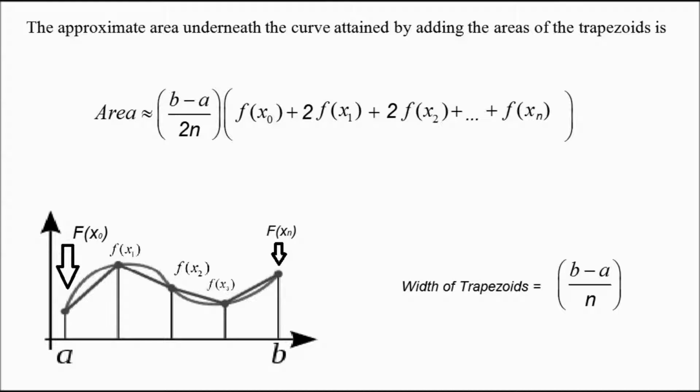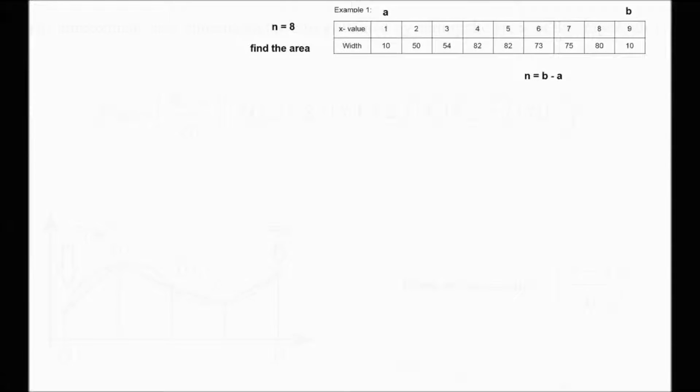All the trapezoids need to be equal in width, so to determine their width you will need to take the distance between point a and b and divide that by n. Okay, now let's try this out.